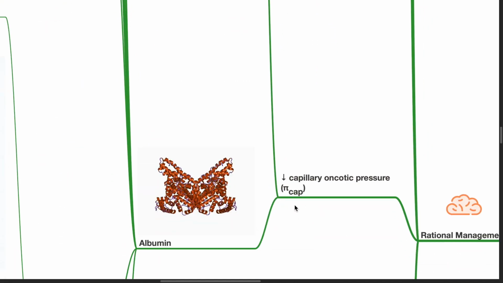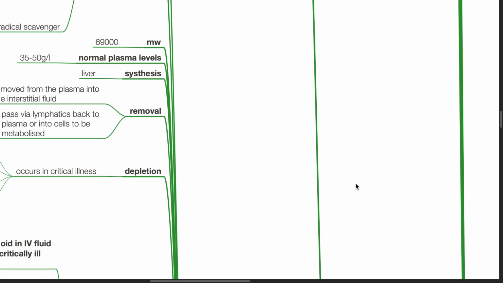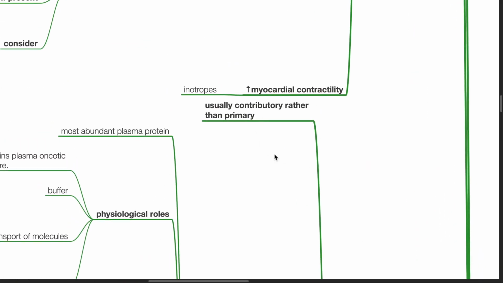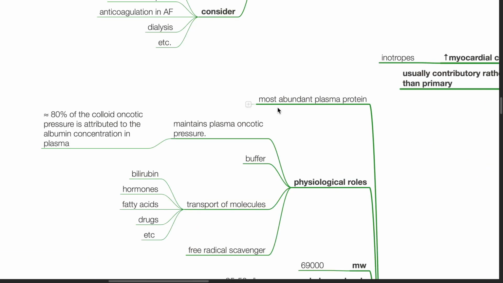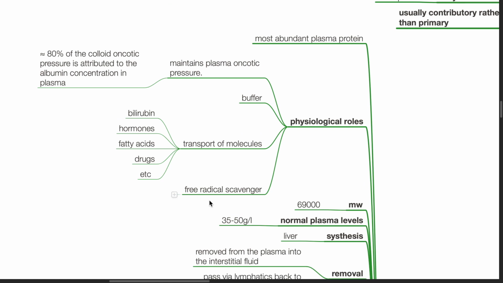Decreased capillary oncotic pressure is usually contributory rather than primary. Albumin is the most abundant plasma protein and it maintains plasma oncotic pressure. About 80% of the colloid oncotic pressure is attributed to the albumin concentration in plasma. Other physiological roles include acting as a buffer, transporting molecules such as bilirubin, hormones, fatty acids, drugs, etc., and acting as a free radical scavenger.